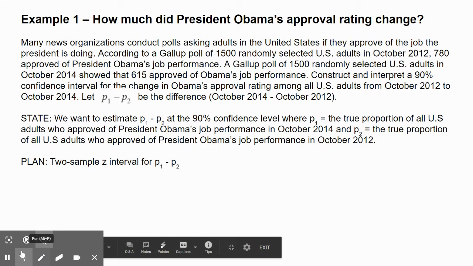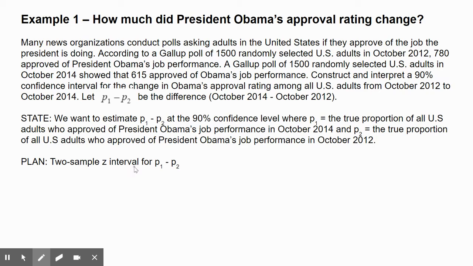All right, excellent. Here we go. Example 1: how much did President Obama's approval ratings change? Many news organizations conduct polls asking adults in the United States if they approve of the job the president is doing. According to a Gallup poll of 1,500 randomly selected U.S. adults in October 2012, 780 approved of President Obama's job performance. A Gallup poll of 1,500 randomly selected U.S. adults in October 2014 showed that 615 approved. Construct and interpret a 90% confidence interval for the change in Obama's approval rating among all U.S. adults from October 2012 to October 2014.